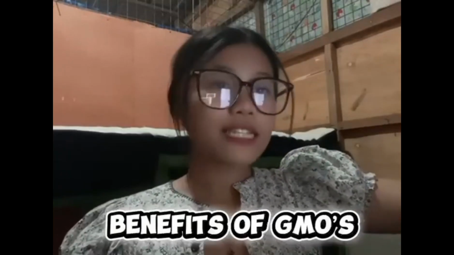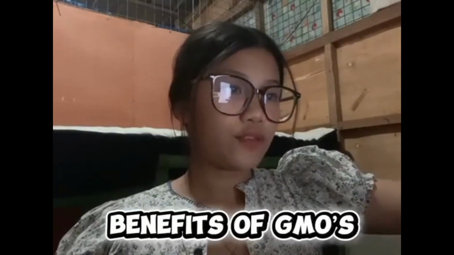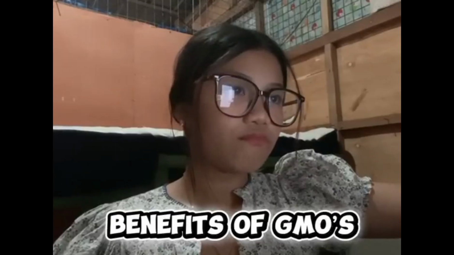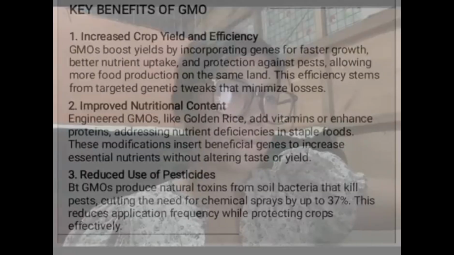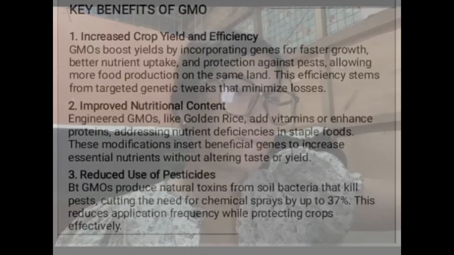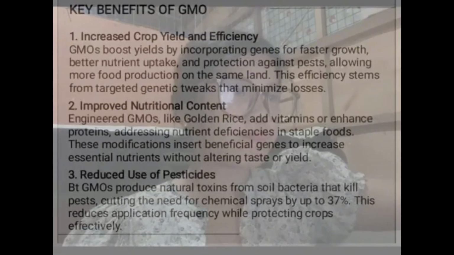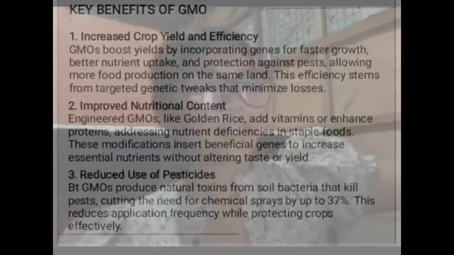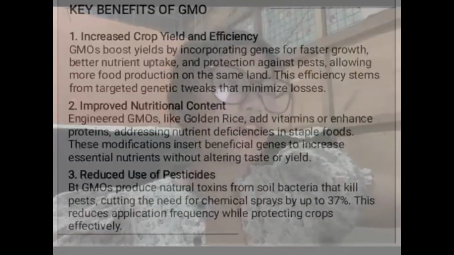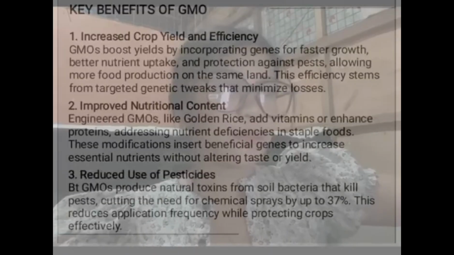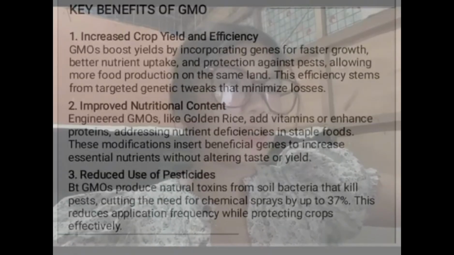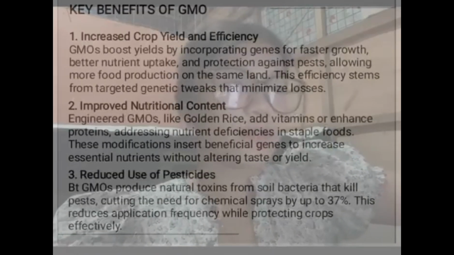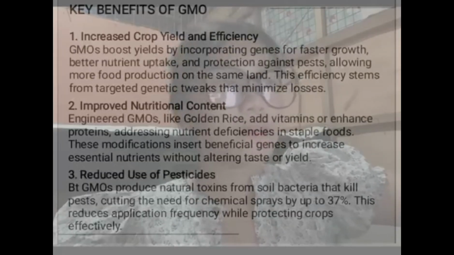Now, let me explain the key benefits of GMOs. First, increased crop yield and efficiency. GMOs boost yields by incorporating genes for faster growth, better nutrient uptake, and protection against pests, allowing more food production on the same land. This efficiency stems from targeted genetic tweaks that minimize costs.